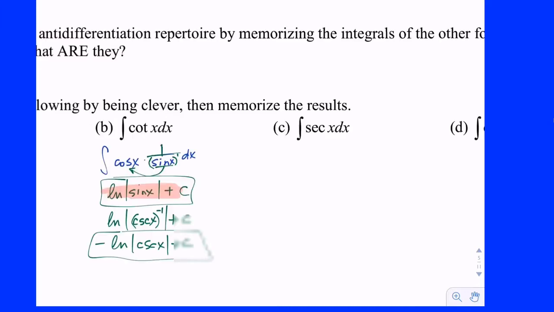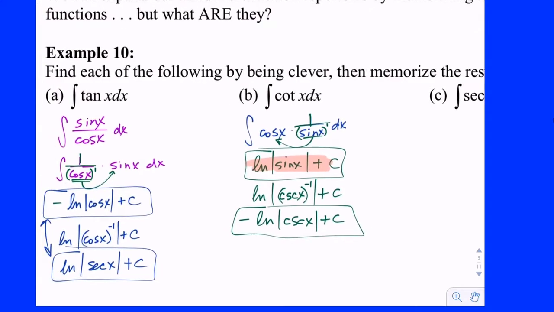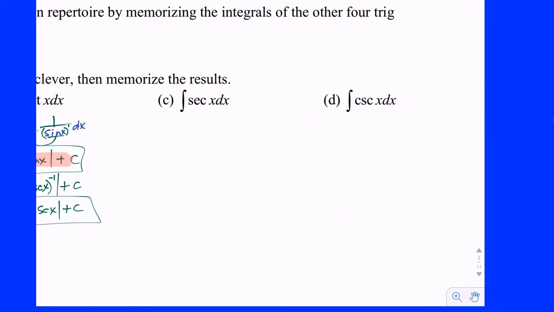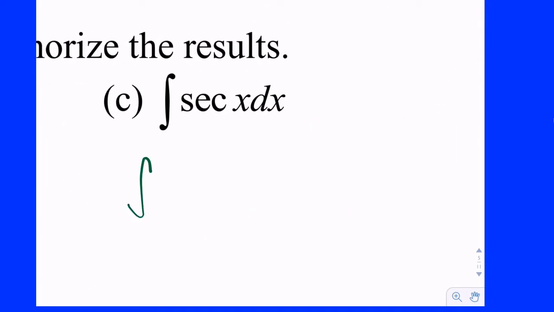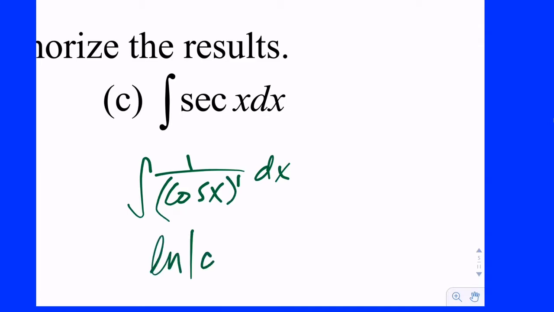Well, you know what worked over here? Writing them in terms of sine and cosine. Yeah? Let's try it over here. Secant is the same as 1 over cosine. All right. So I'm guessing, since it's 1 over blob to the first, it's the natural log of the absolute value of blob, right? That's how math works.